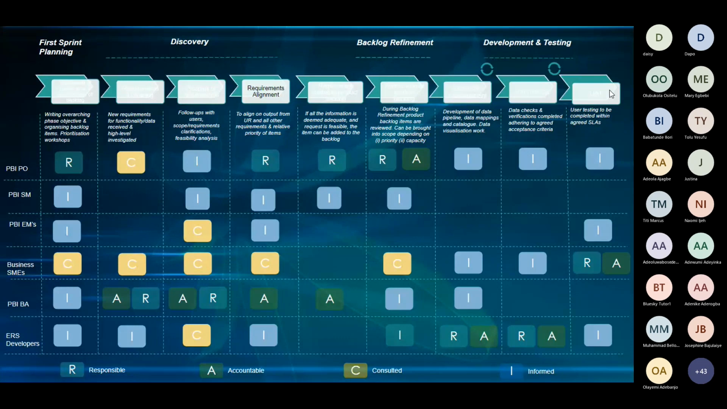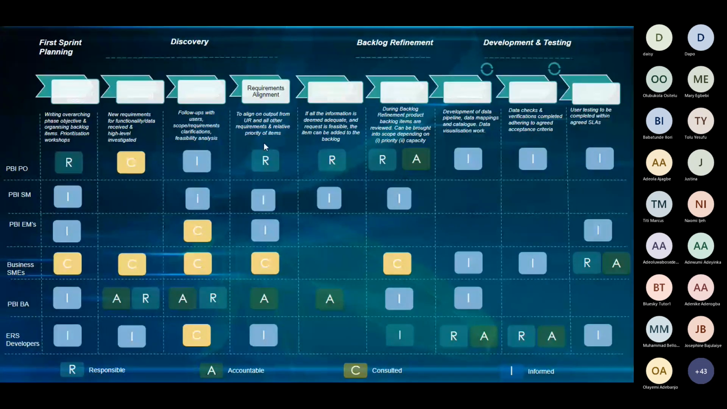So I have all of that on here, and I have just a little bit of summary description underneath each of them as well. For requirement alignment, that is to align on output from user research and all other requirements and relative priority of items. So that's basically what you have at the top here of my RACI document.